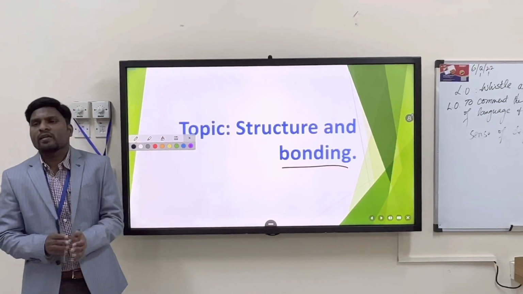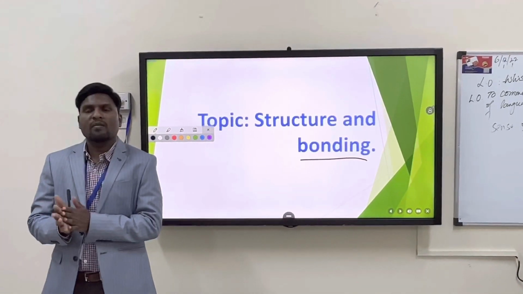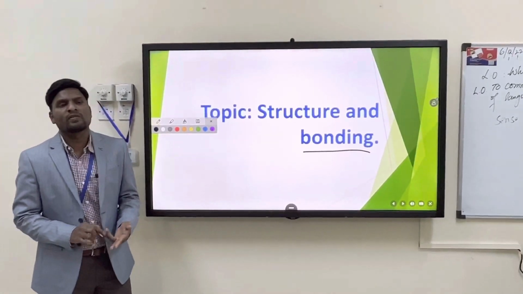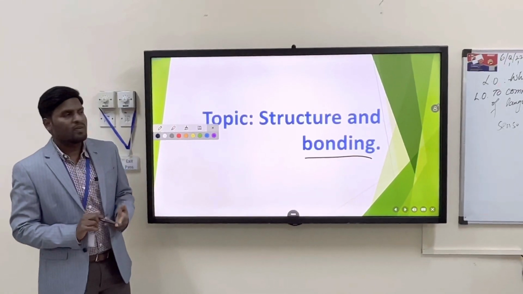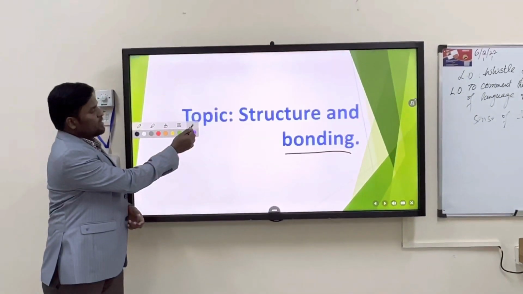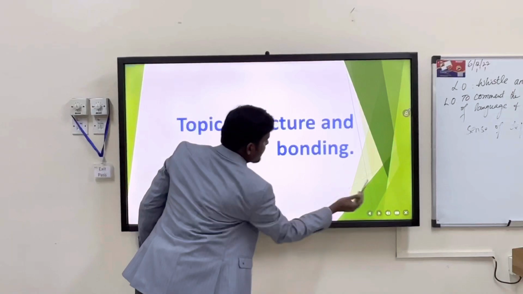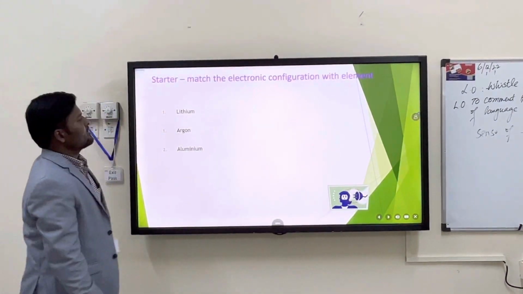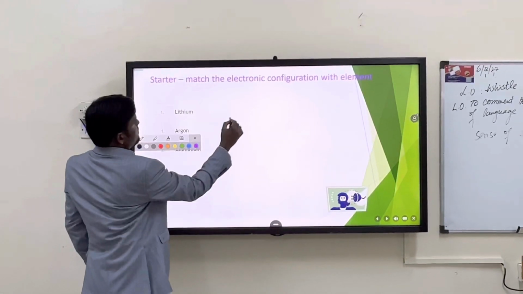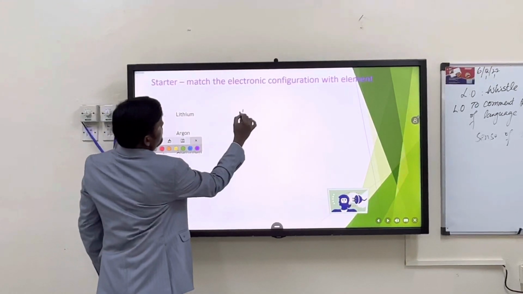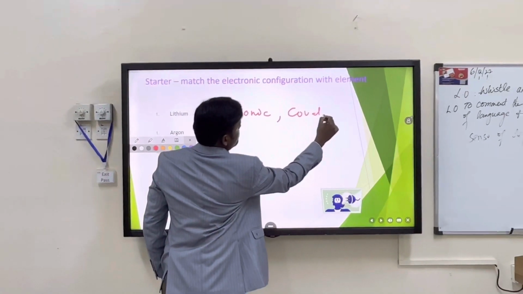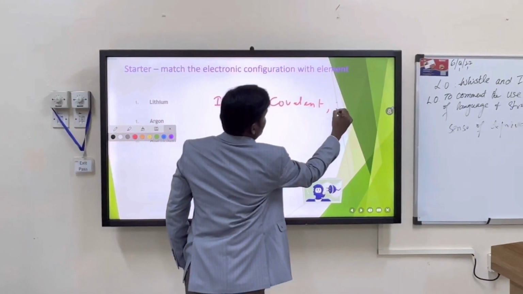Here, the world is of molecules or compounds rather than elements. So hence, in order to understand how these molecules or compounds are formed, one has to have a clear idea of bonding. Okay, so based on the bonding, we categorize the compounds into ionic, covalent, and metallic.